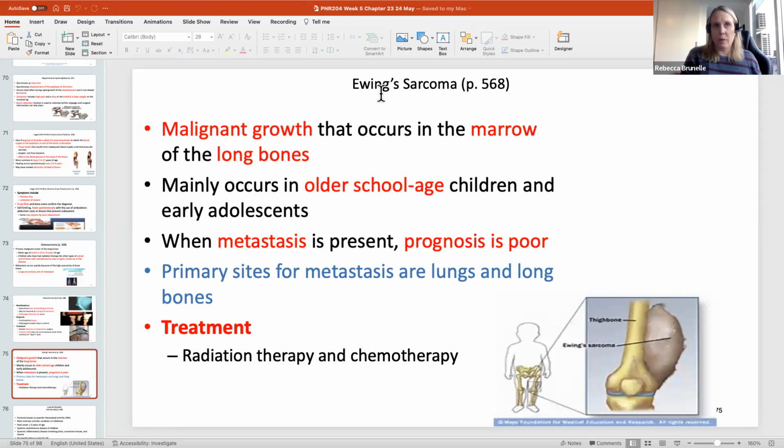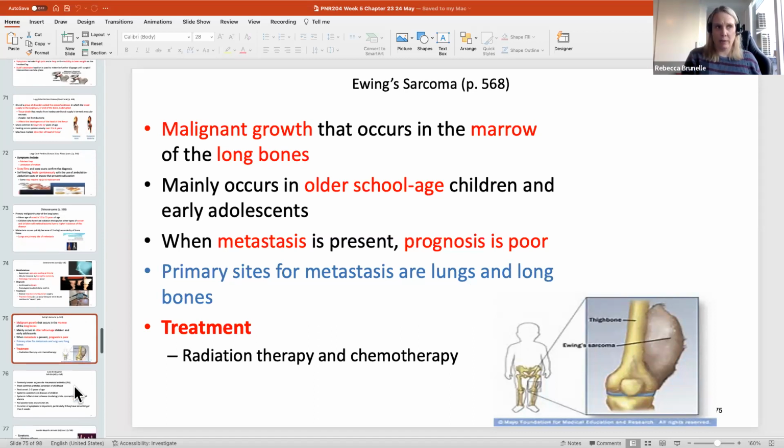And the other one that we see in pediatrics that's in the bones is the Ewing sarcoma. And it's the same, if it does metastasize, it often goes to the lungs. And if it does, that's a bad prognosis. So both of these are two types of bone cancers that you're likely to see in late childhood, early adolescence.